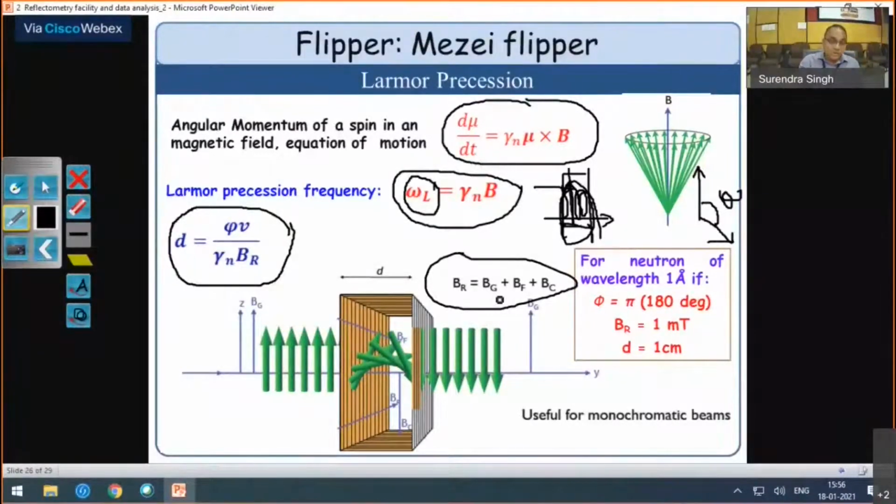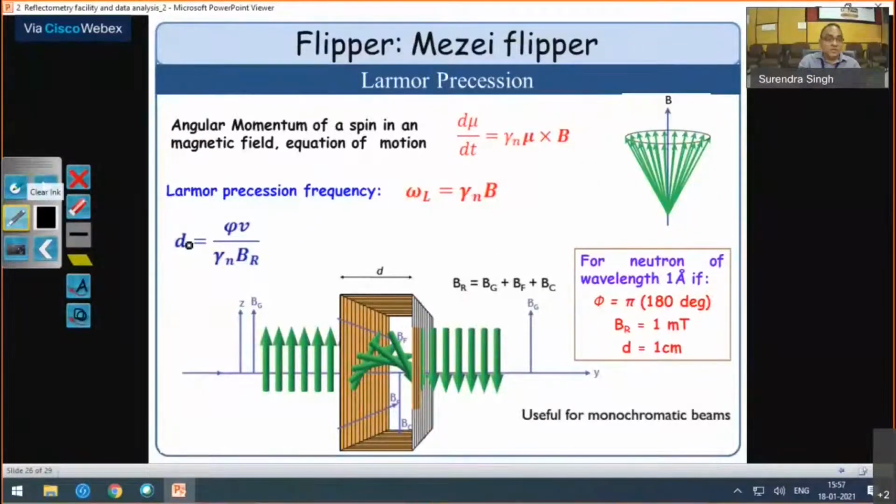Br is Bz, the guide field, plus Bf, the perpendicular field required to flip the neutron, plus Bc. Bc is opposite to the guide field; the same 20 Gauss you have to apply to cancel out Bg. So effectively you have only the Bf field, because Bg plus Bc is Bg minus Bg, which is zero. Using this equation, you will be able to get the distance required to flip the spin of the neutron.